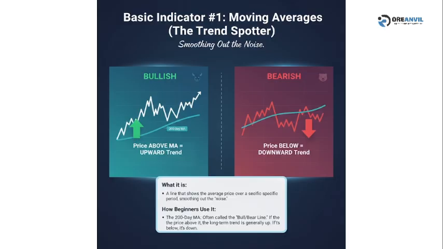Some traders call it the bull or bear line. It means if the price is above this 200-day moving average, the long-term trend is automatically up.